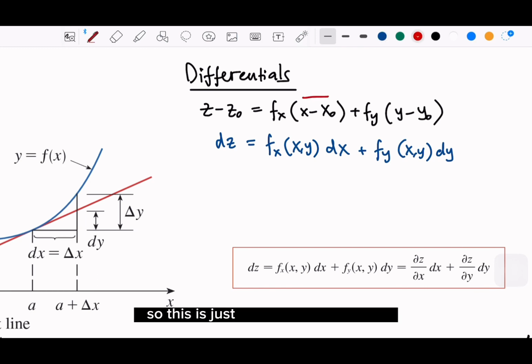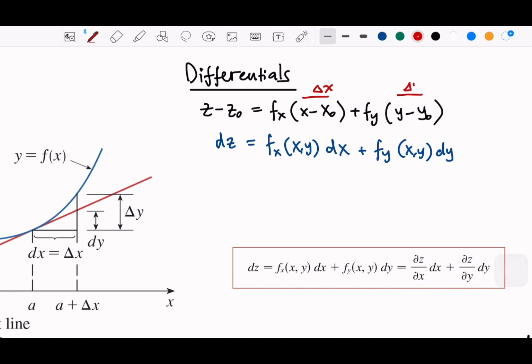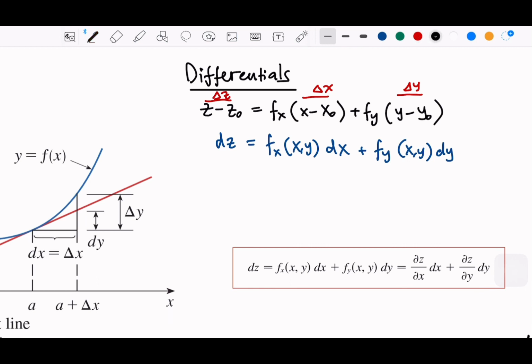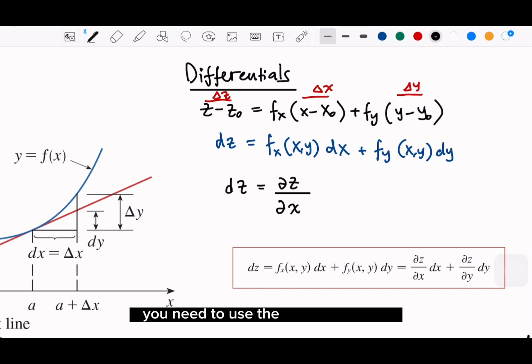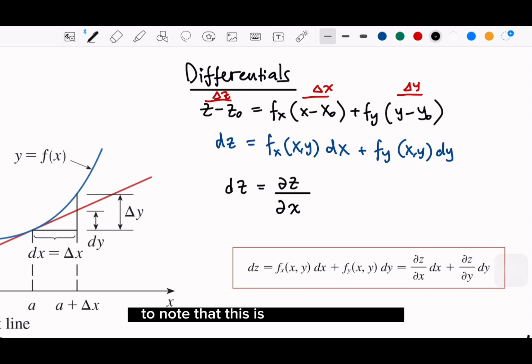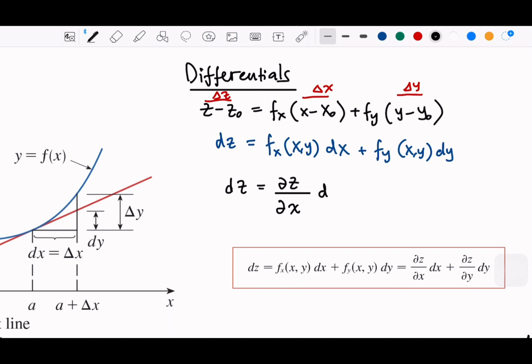So this is delta x, delta y, and this is delta z. As the deltas get smaller, we can rewrite the equation with the term d, right? And then we can write it in a simpler way like this. Remember, when you have partial derivatives, you need to use the Leibniz notation to denote that this is partially differentiable. Okay.